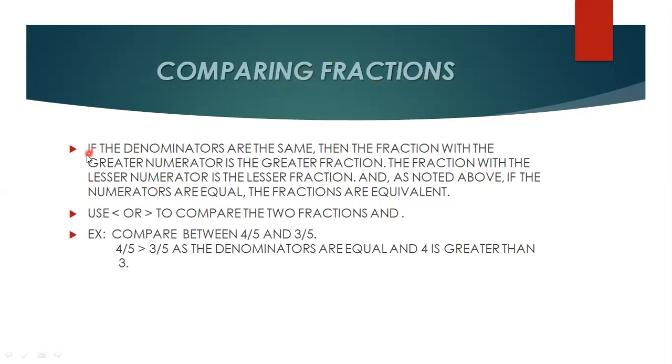Comparing fractions. If the denominators are the same, then the fraction with the greater numerator is the greater fraction. The fraction with the lesser numerator is the lesser fraction. And as noted above, if the numerators are equal, the fractions are equivalent. Use lesser than or greater than to compare two fractions, and compare 4 by 5 and 3 by 5.